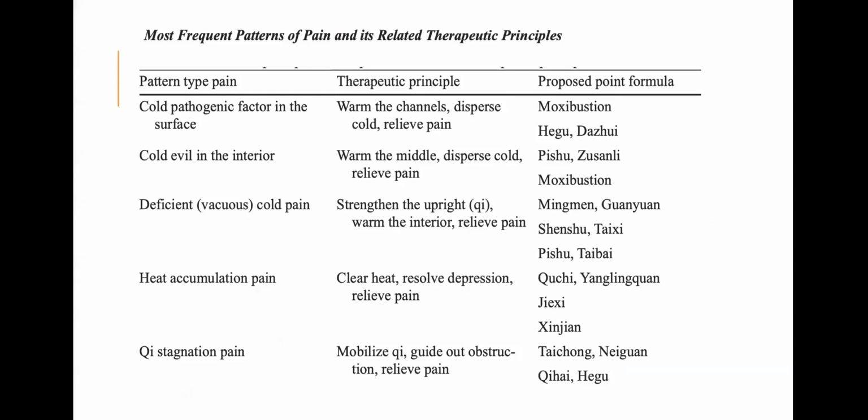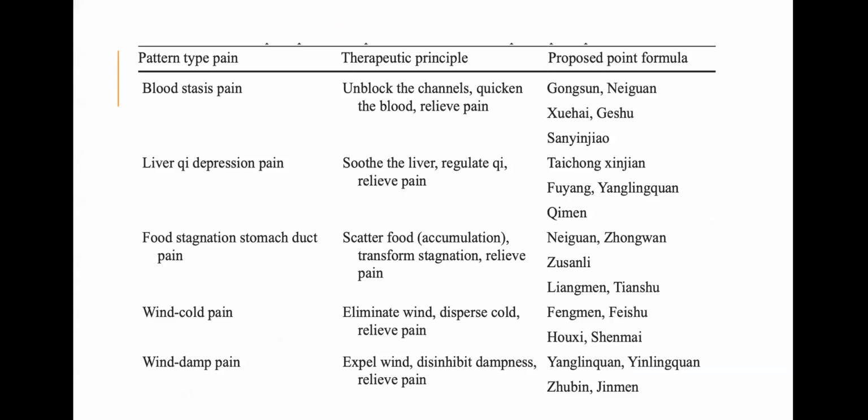If it's heat accumulation pain, the therapeutic principle here would be to clear heat, resolve depression, relieve pain. And the points will be Chu Qi, Yang Lingguan, Jie Qi, Qin Qian. If it's qi stagnation pain, we mobilize qi, guide out obstruction, and relieve pain. You can use the points Taichung, Neiguan, Chihai, and Hegu.